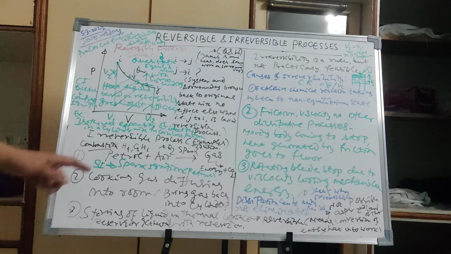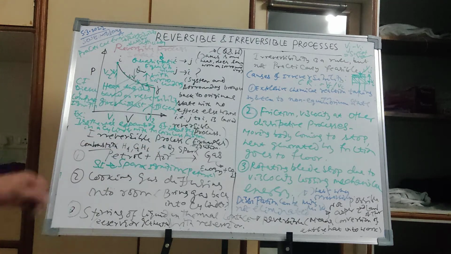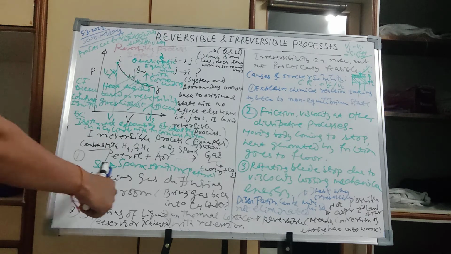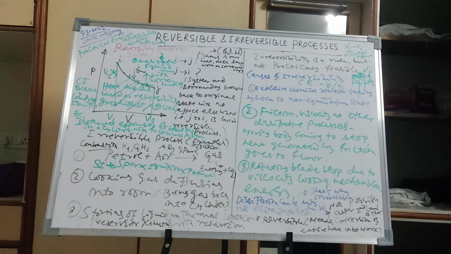You have air, you have petrol, and you have created some gas. Can you bring back the gas to air and petrol again? No, not possible. That's why it is an irreversible process. Another example of an irreversible process is cooking gas diffusing into a room. Suppose because of some leakage, the gas is getting diffused into the room. In that case, can you bring the gas back into the cylinder? No, not possible.